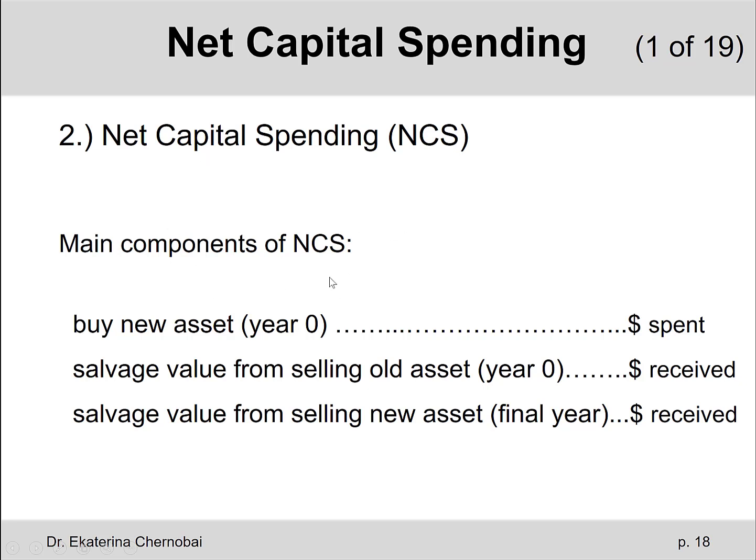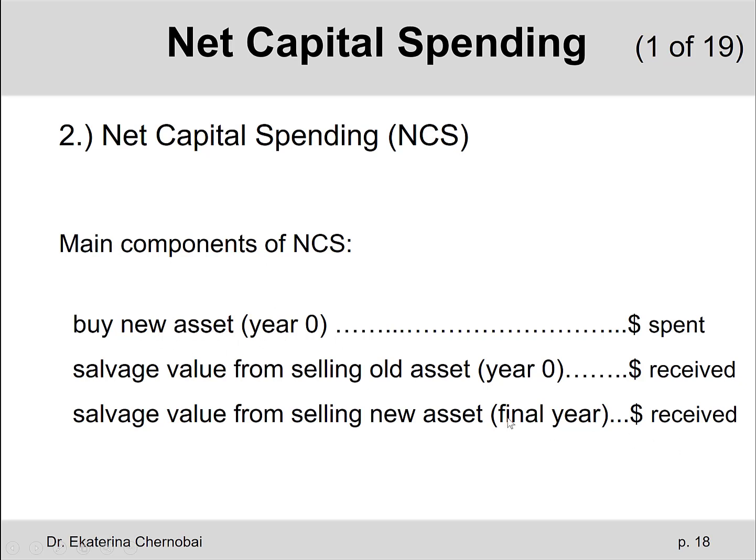Typically, this is something that we calculate for year 0, when the project would begin, and the final year. In year 0, there's a big amount of money that is spent, right? We're buying a new fixed asset. For example, it could be a building or a piece of equipment, a laptop, anything that would make the production possible. So we spend money in year 0 on buying such example of fixed asset.